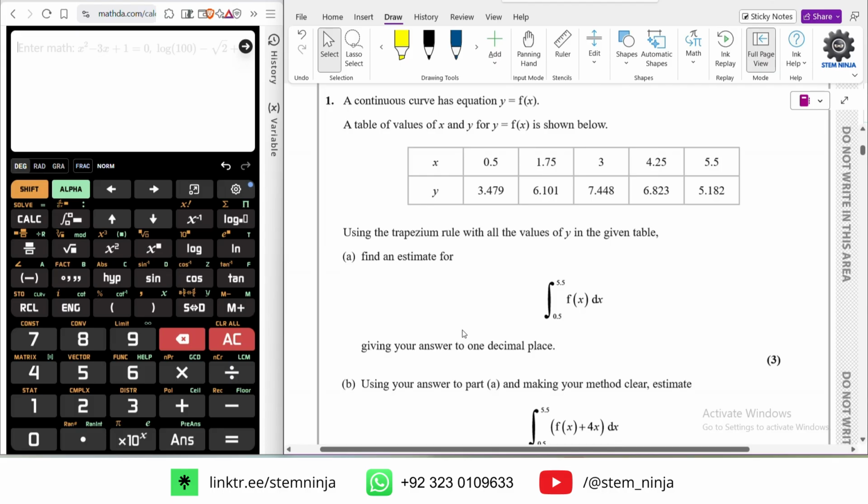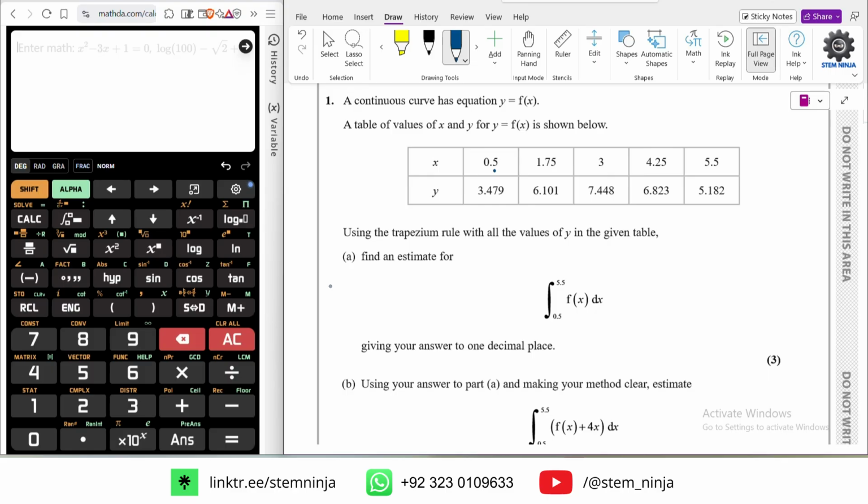Question number 1. A continuous curve has equation y equals f of x. A table of values of x and y for y equals f of x is shown below. So there we have the values. Using the trapezium rule with all the values of y in the given table, find the estimate for the area under the curve from 0.5 to 5.5.